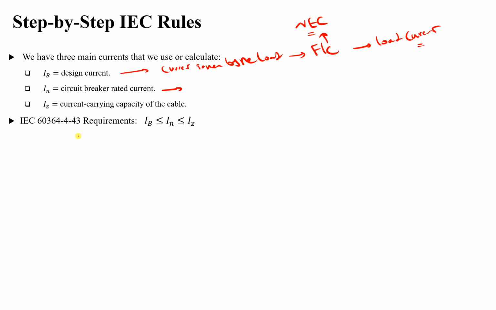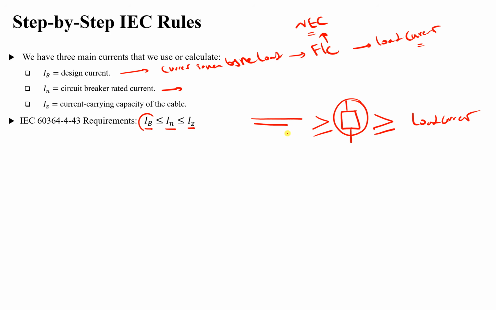Now the IEC requires that IN is greater than or equal to IB, and IZ is greater than IN. So the cable rating must be greater than the circuit breaker rating, which must be greater than or equal to the load current. Because our circuit breaker is protecting our cable against short circuit and overload, it must have a lower current rating than the cable in order to disconnect the circuit and protect our cable.